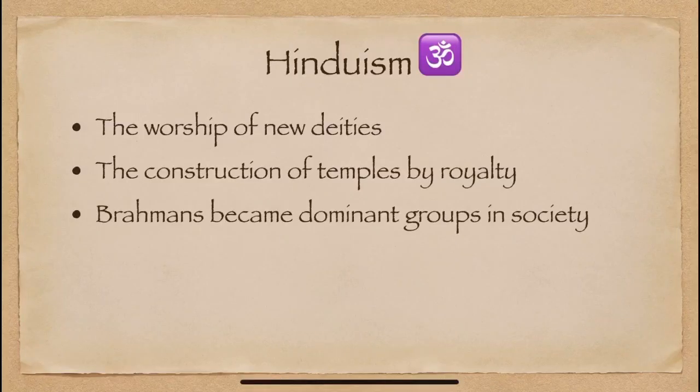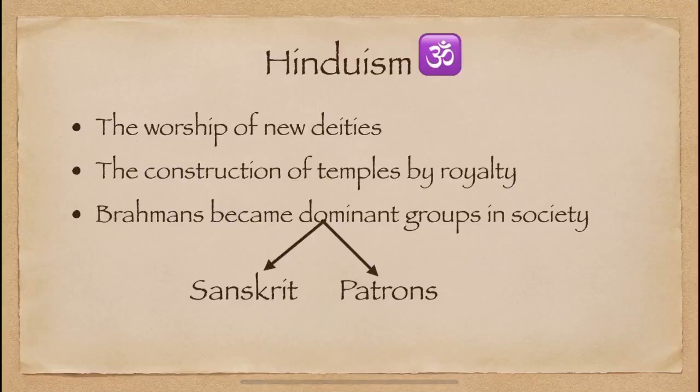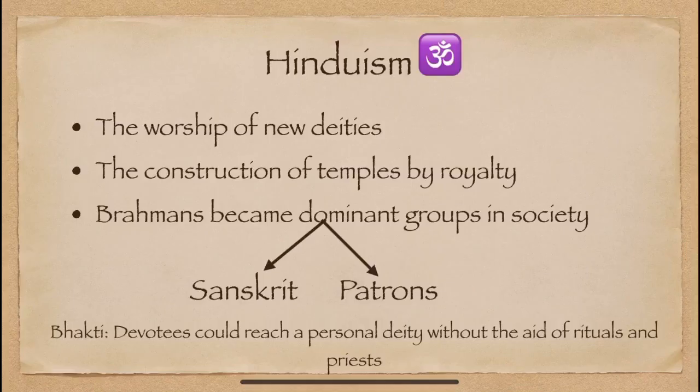Brahmins became dominant groups in society. As you have seen in TV shows as well, kings used to hold Brahmins in high regard. They used to almost worship them. So, why did Brahmins become so dominant? Because, as you know, most ancient texts, Vedas, Puranas, all these are written in Sanskrit. So, the knowledge of Sanskrit earned Brahmins a lot of respect. And also, their patrons consolidated their position. Patrons are wealthy individuals who support another person.